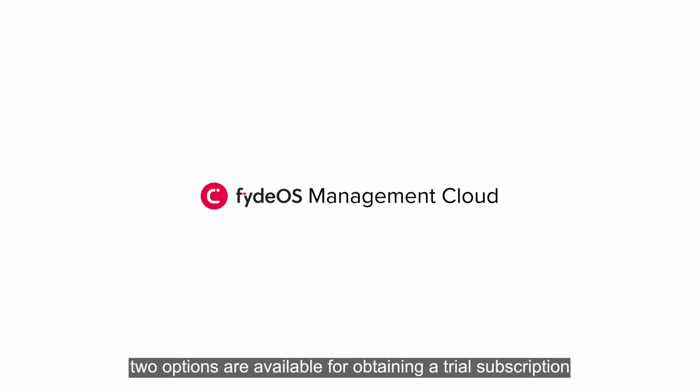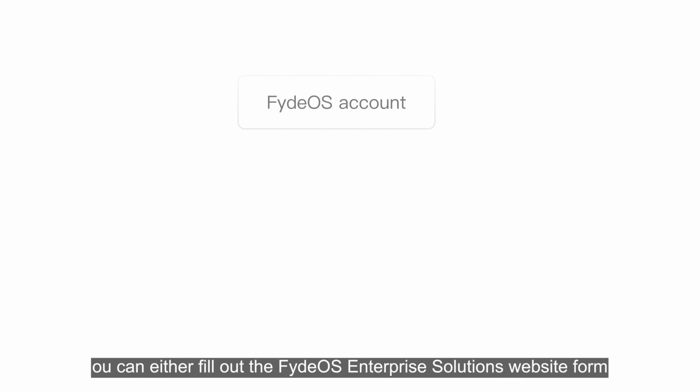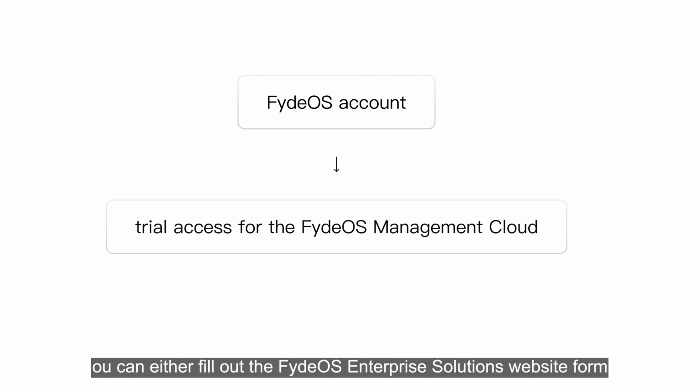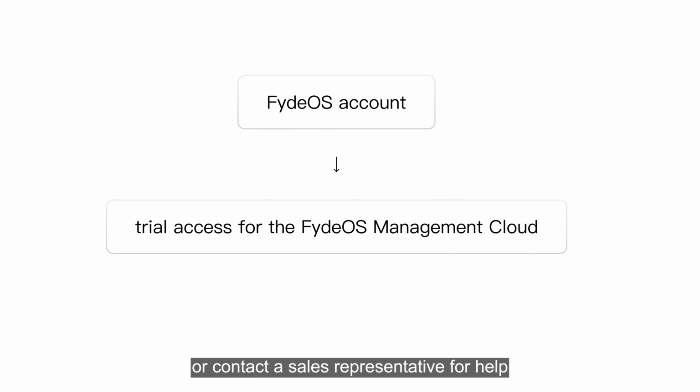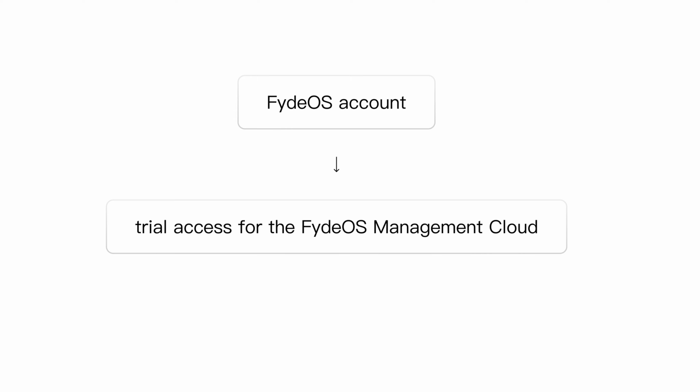Before you register, two options are available for obtaining a trial subscription. You can either fill out the FydeOS Enterprise Solutions website form or contact a sales representative for help. Now, let's get started with manual registration.